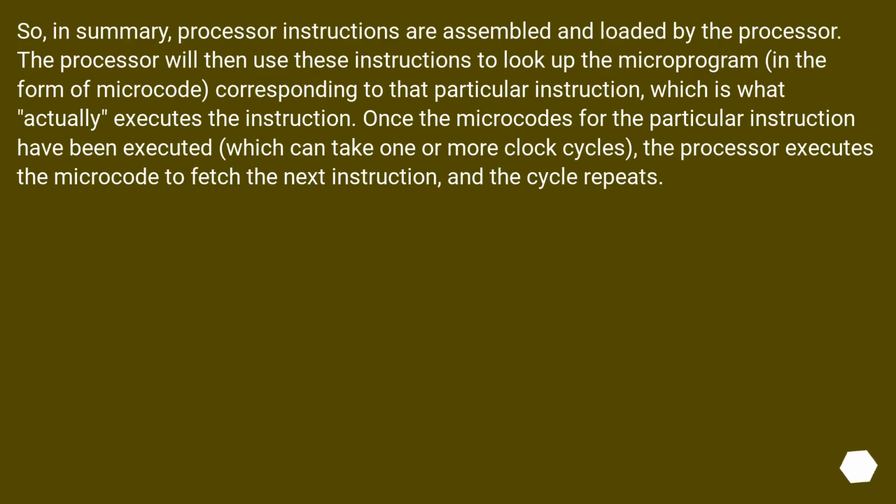So, in summary, processor instructions are assembled and loaded by the processor. The processor will then use these instructions to look up the microprogram, in the form of microcode, corresponding to that particular instruction, which is what actually executes the instruction. Once the microcodes for the particular instruction have been executed, which can take one or more clock cycles, the processor executes the microcode to fetch the next instruction, and the cycle repeats.